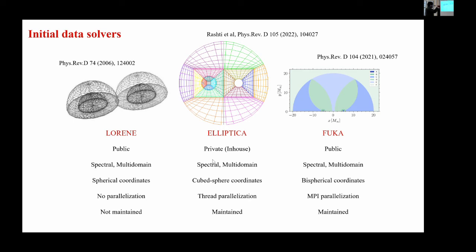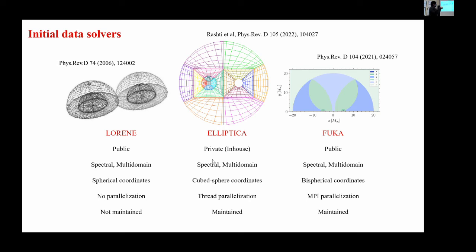Then we have the Elliptica solver, which was recently developed within the CoRe collaboration by Rashti et al. This is again a spectral multi-domain solver, and it uses a cube-sphere grid for covering each of the compact objects and then decomposing the equations to solve them. It is thread parallelized, so you can use one node and all the cores with thread parallelization, and it is well maintained because it's quite new.